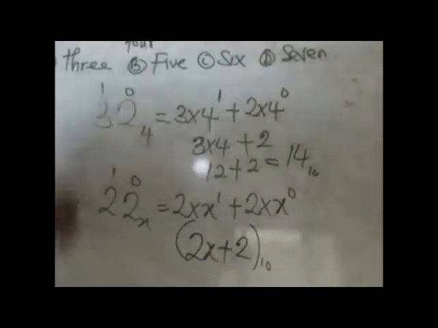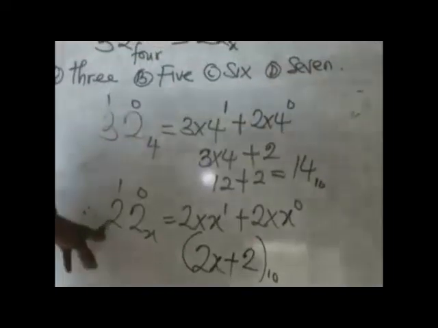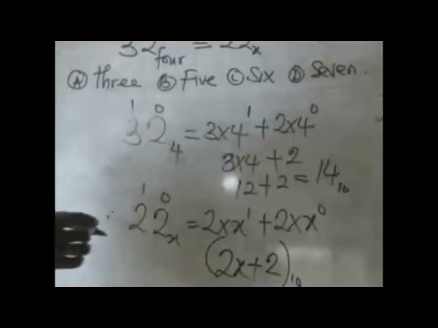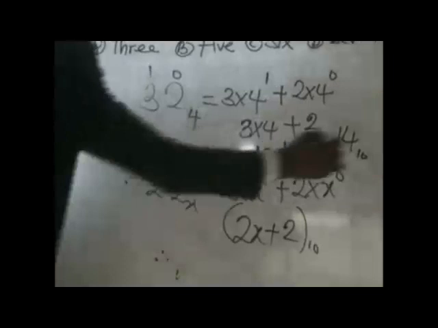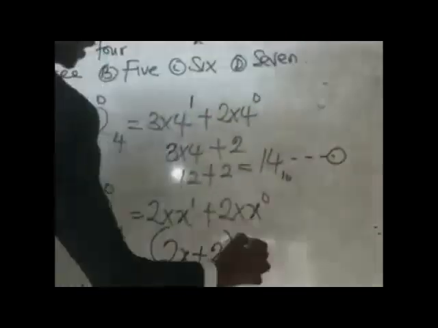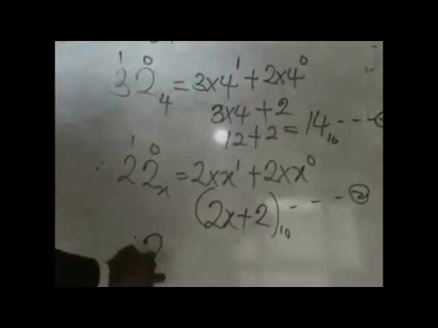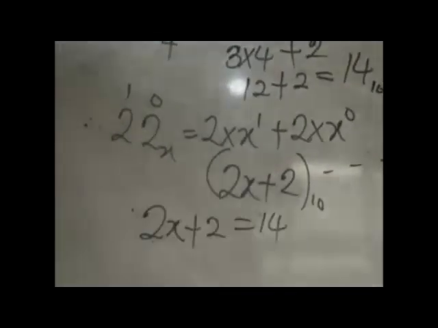Now you have successfully converted 32 base 4 to base 10 and you have also converted 22 base x to base 10. So you can now equate the two expressions. Are you following? So what you need to do is to say, therefore, equating this, let's say equation 1, and let's call this equation 2. Equating equation 1 and 2, we are going to have 2x plus 2 equal to 14.